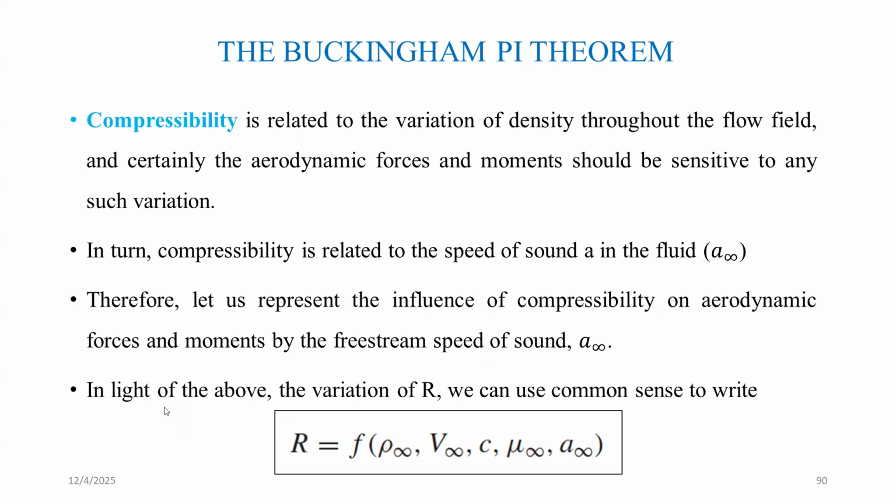From that, we can represent the variation of resultant force as a function of density, as a function of velocity, as a function of chord length dimension, as a function of compressibility or the viscosity, and as a function of airspeed, or airspeed is related to compressibility. So these are 1, 2, 3, 4, 5 variables. The resultant aerodynamic force is a function of all of these.